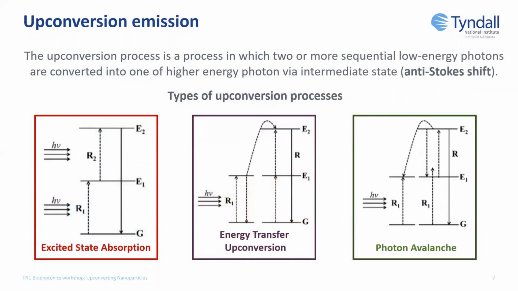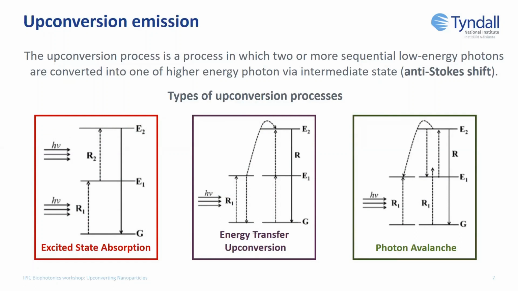So the upconversion process is a process where two or more sequential low energy photons are converted into one higher energy photon via an intermediate state. Because we are converting lower energy into higher energy, we call it anti-Stokes shift. In contrast to traditional fluorescent dyes, where we use higher energy to convert into lower energy, and that's called Stokes shift.